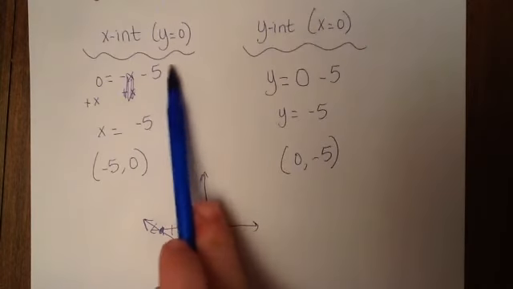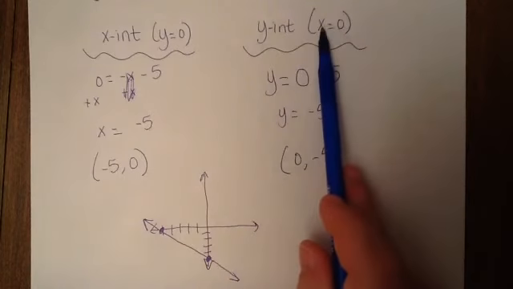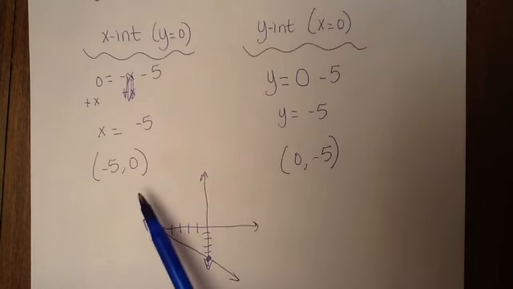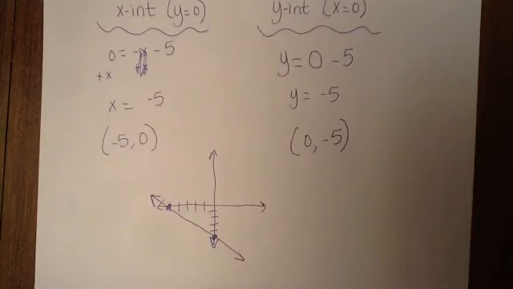Plug in 0 for y to find the x-intercept, plug in 0 for x to find the y-intercept, find our 2 points, plot them, and solve. Nice job today, mathematicians.